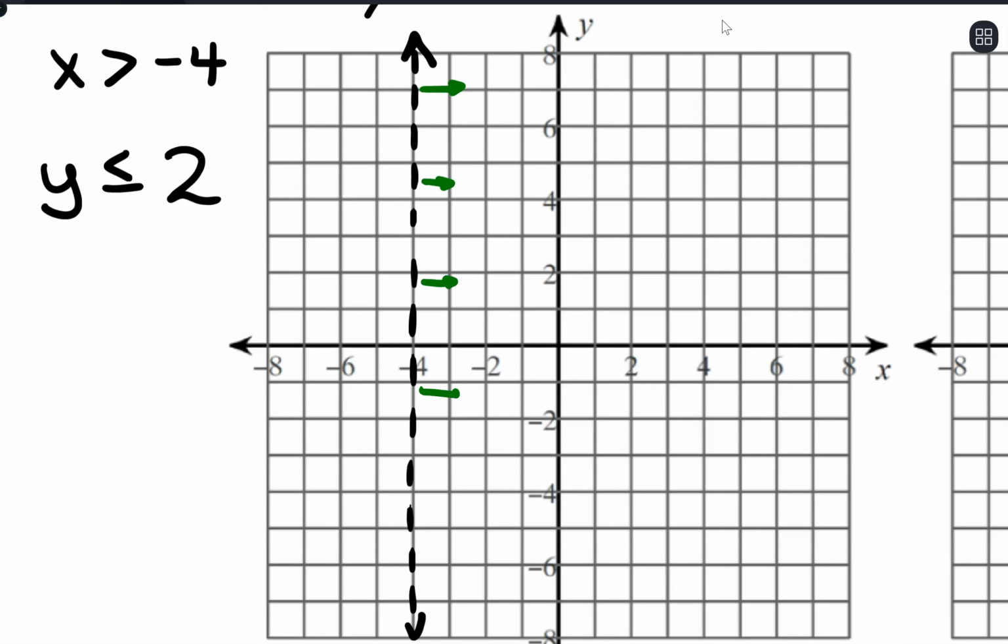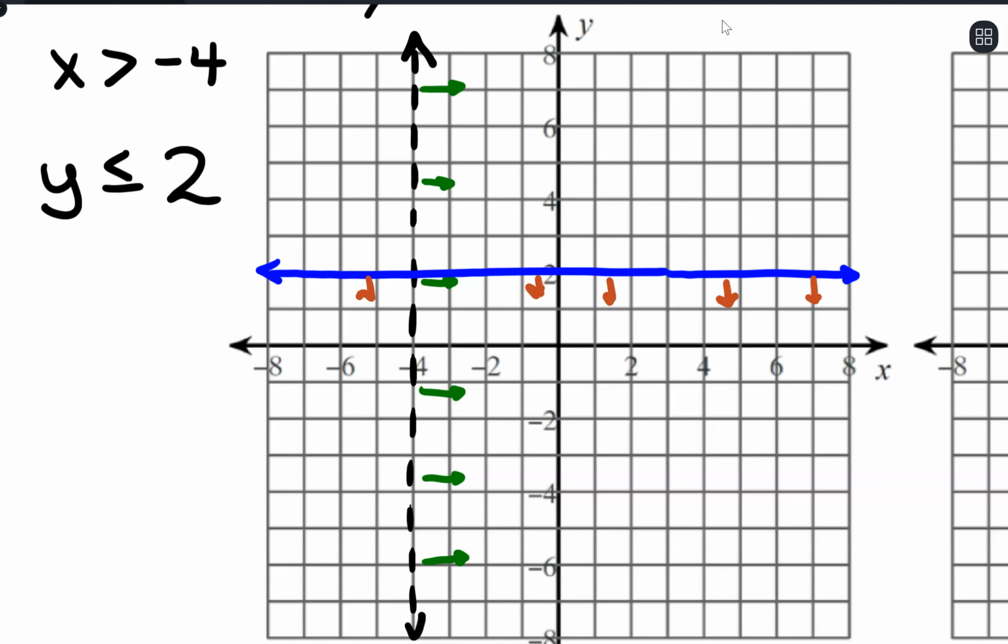So I'm just going to draw myself some little arrows to show we're shading to the right of that line. Then I want to graph y is less than or equal to 2. If I graph y equals 2, that's a horizontal line. And this would be a solid line since we can equal 2. And then we want the y values less than or equal to, so I want to shade down from that line.